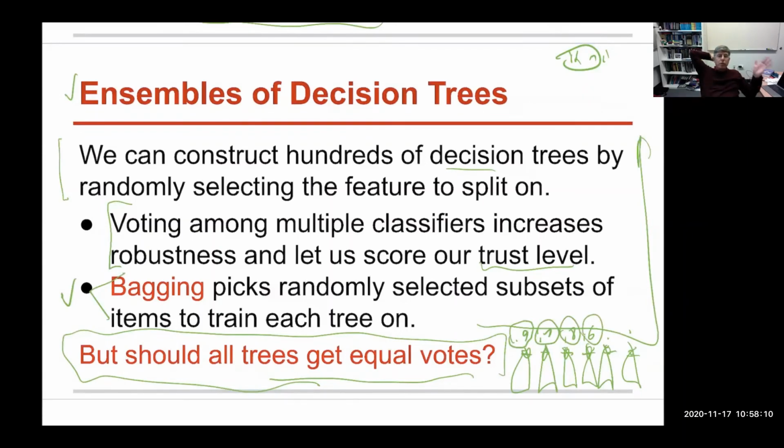Maybe we take the best tree, we give that tree all the votes and none of the others a vote. Or we could give them votes based on how accurate they have been. That seems like one way to do it. Any questions? Okay.